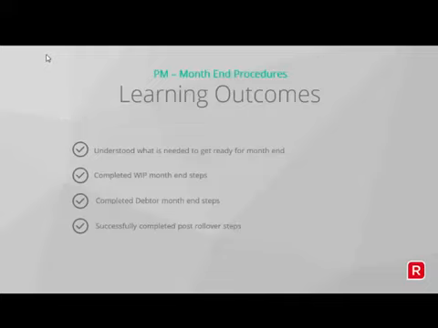So what have our learning outcomes been in this video? We've understood what is needed to get ready for month end. We looked at the steps to complete WIP month end and complete the debtor month end. We've successfully completed the post rollover steps.